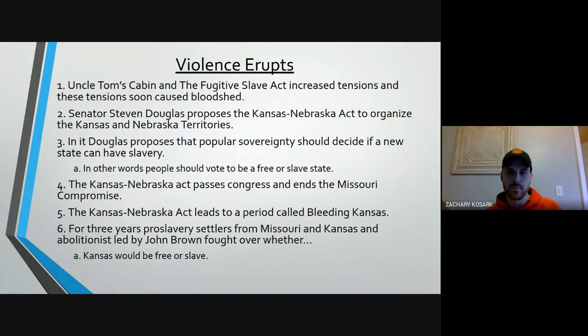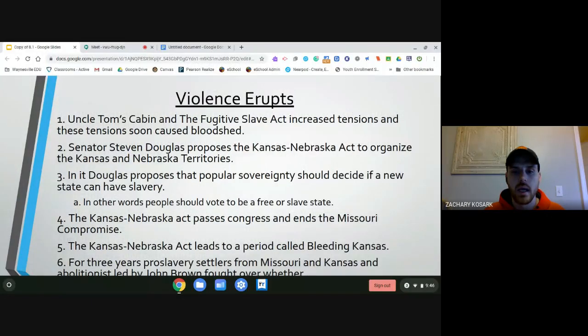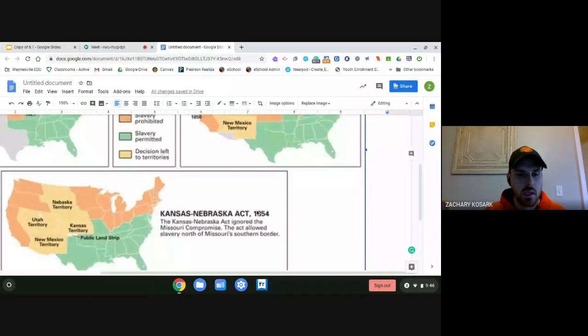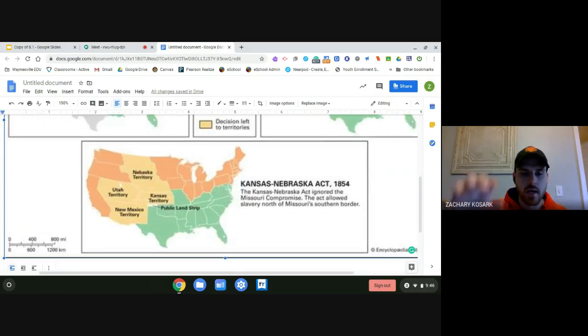Senator Stephen Douglas proposes the Kansas-Nebraska Act to organize the Kansas and Nebraska territories. So if we look down here at the Kansas-Nebraska Act, we are building on the Compromise of 1850.